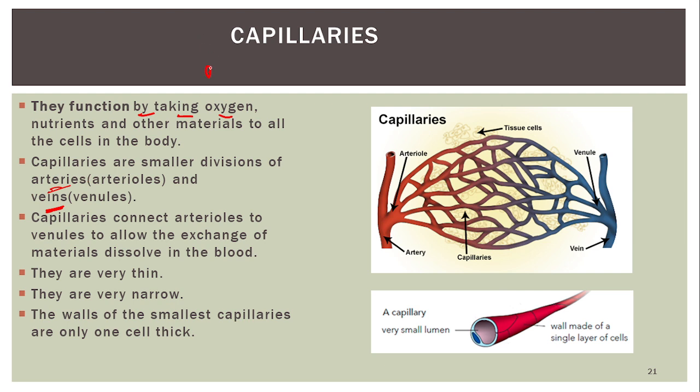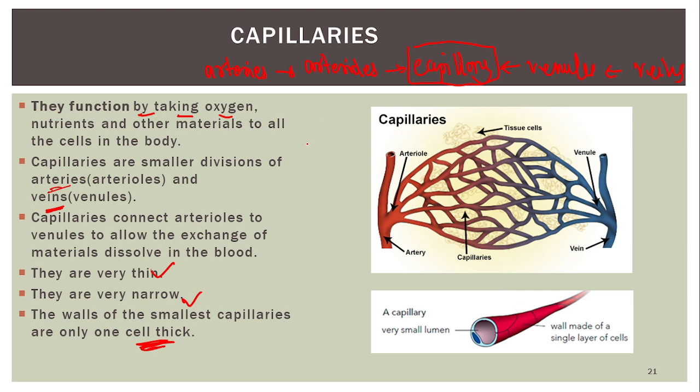Okay, so we have arteries, then we have arterioles, then we have capillary. So this is where capillary comes. Then we have venules and we have veins. You get it? They connect arterioles to venules to allow the exchange of materials dissolved in the blood. Very thin, very narrow. They're only one cell thick.